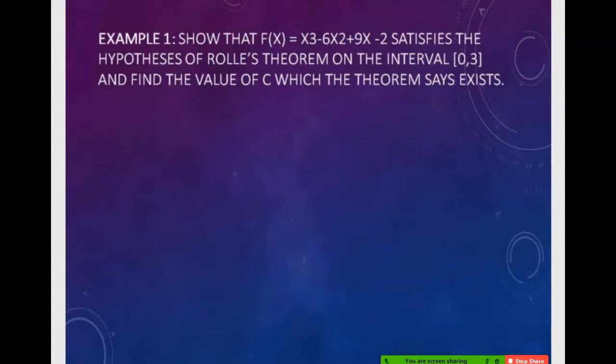So we have, show that the example x cubed minus 6x squared plus 9x minus 2 satisfies the hypothesis of Rolle's theorem on that interval. And find the value of c which says that is true. So once again, I'm going to do this problem with you.